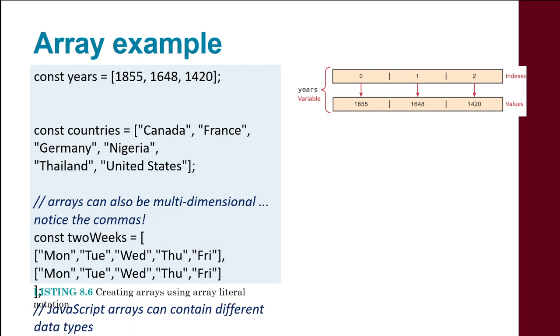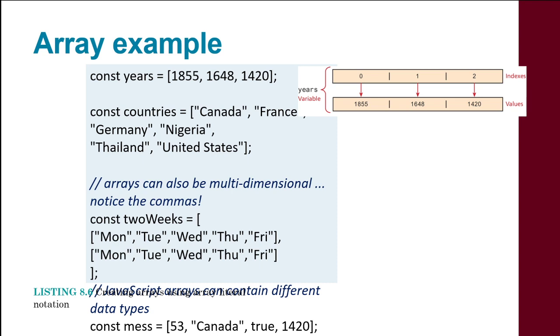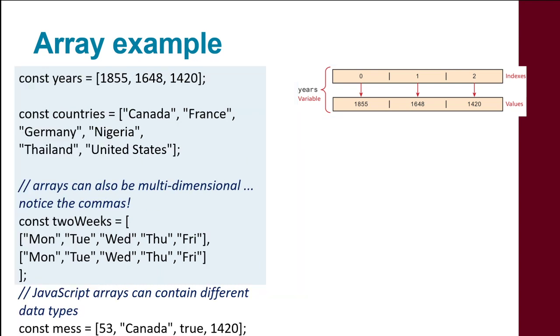So here's an example of an array. Let me see if we can get this to where y'all can actually see it. Okay. Basically, this is a version of the example 8.6 from your book. So there are some arrays here. The first one is an array with the name of years with the values of 1855, 1648, and 1420.